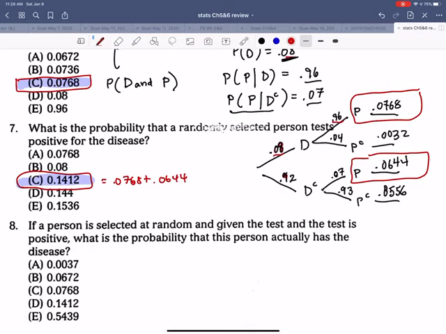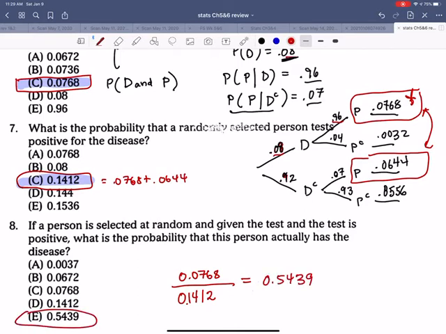Okay. Now 8, if a person is selected at random, if a person is selected and given the test, and the test is positive, so now this is going to be my denominator. This is going to be my denominator. And I can think of them as people, or I can keep it as a fraction. That doesn't matter. Either way will work. So given that you tested positive, what is the probability this person actually has it? So these are the people that have it out of the people that tested positive. So I can make a fraction here, right? And it looks like about half of the people, doesn't it? So yep, E, 0.5439. Nice work, guys.